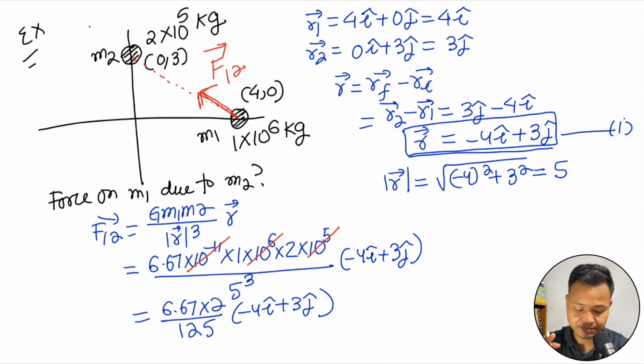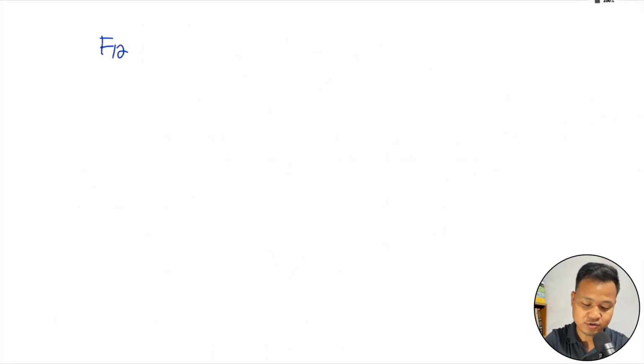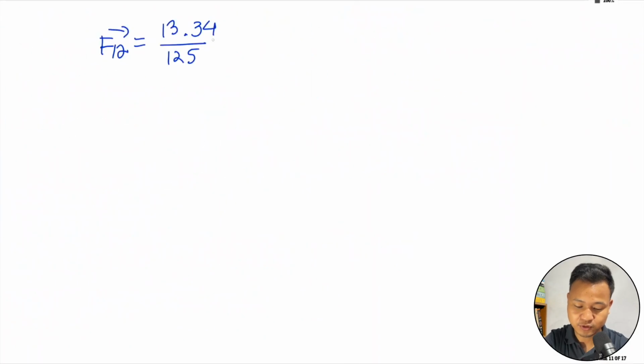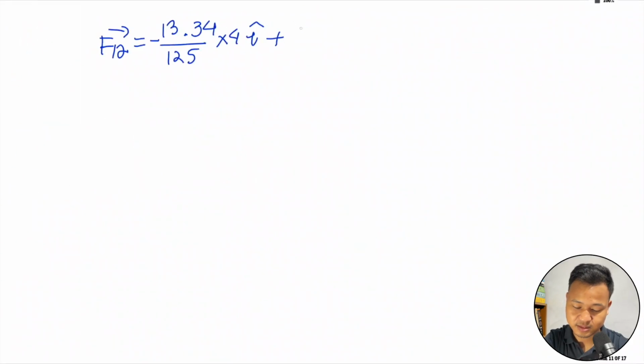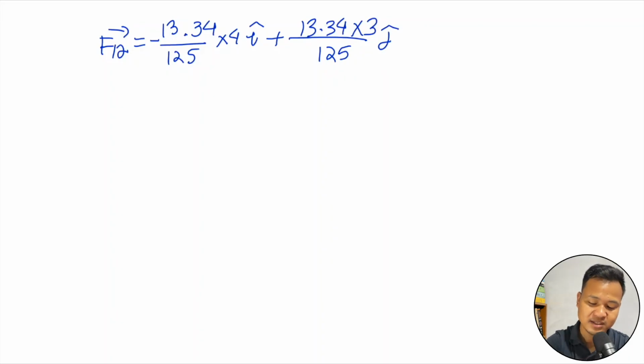Now this is the force. Force on 1 due to 2 is equal to 6.67, 2 7s are 14, 2 6s are 12, 13, so 13.34 divided by 125 into minus 4 i cap plus 3 into 13.34 divided by 125 z cap.